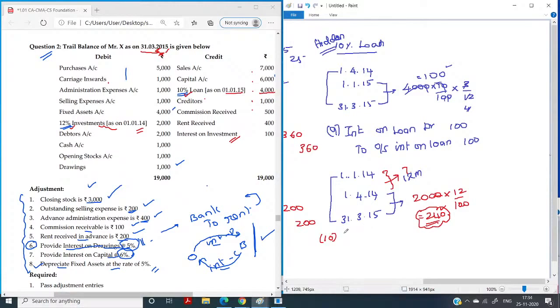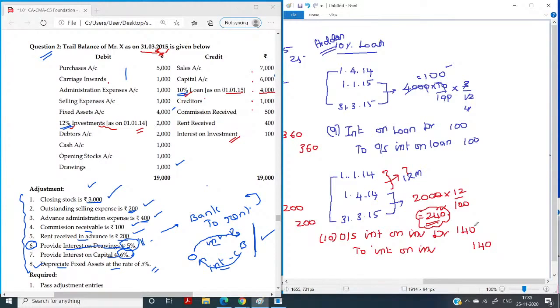Here we have not received, so this is outstanding interest on investment. Outstanding interest on investment account debit to interest on investment, the value being 140. The difference will be taken. Is it clear? I hope so. You could now understand all this part. Do you have any doubts up to now?